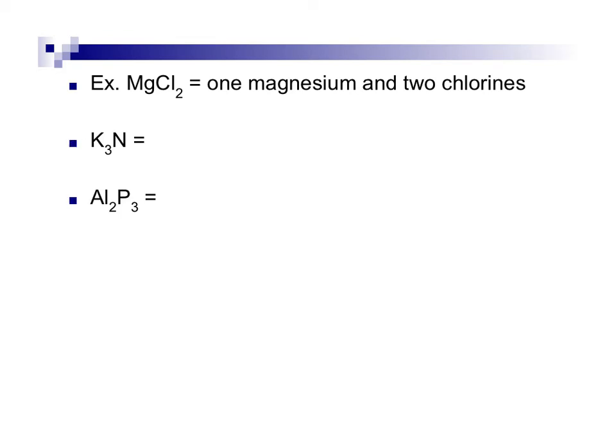Try out K3N and Al2P3. Pause the video here and figure out how many of each element are in that compound.